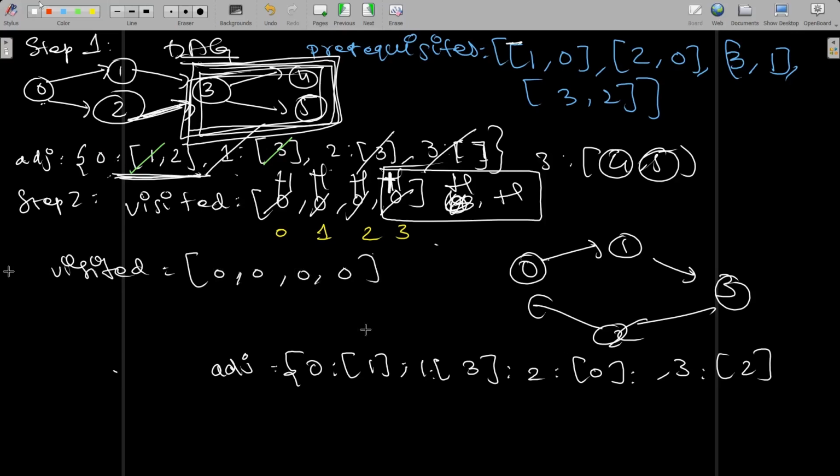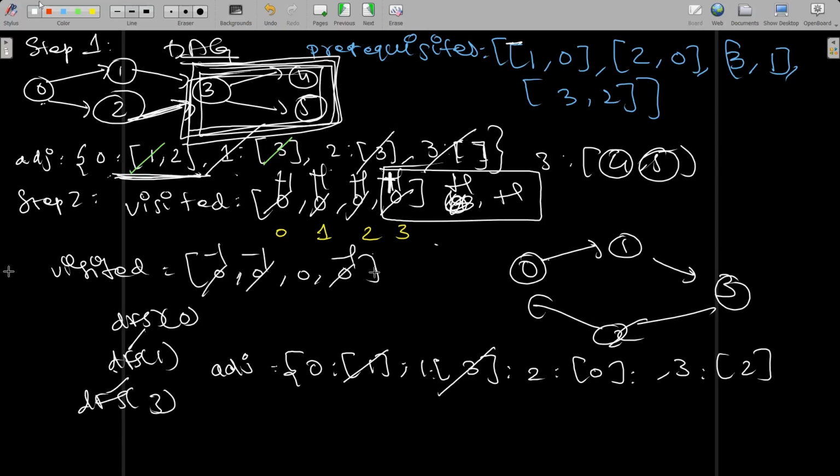What would happen over here is that we would perform a DFS call on 0. We would have gone to 1, and performed a DFS call on 1. On performing the DFS call on 1, we would have gone to 3. On going to 3, all of them would have become minus 1. On going to 3, we'd have performed a DFS call on 2, and 2 would have also been visited. Now, when we go to 2, we would perform a DFS call on 0 again.